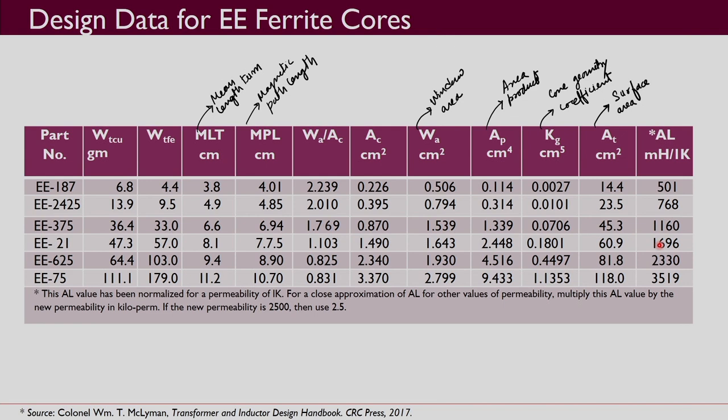Then further, what we left out is your cross-sectional area AC. This I have just shown you, and this ratio WA by AC is also sometimes provided in the data sheet, so you can look for it. Of course, you can calculate it for yourself, but this ratio is also sometimes given.